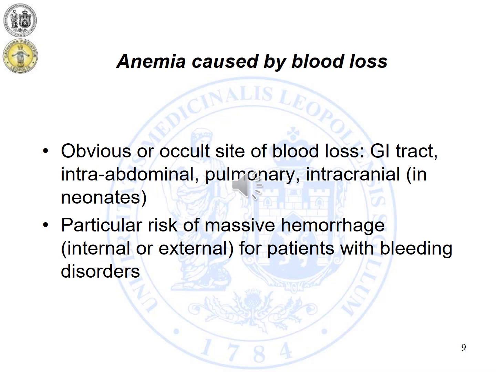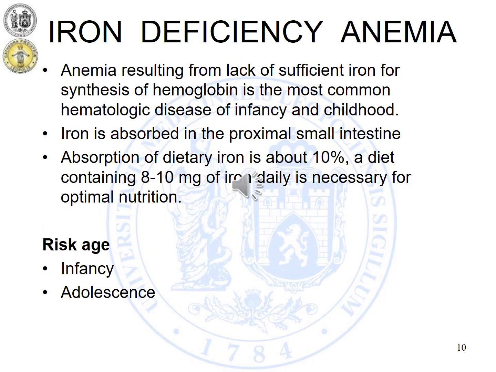A particular risk of massive bleeding, internal or external, can be expected in patients with bleeding disorders, coagulopathies. However, the most common form of anemia in infancy and in older children results from the lack of sufficient iron for synthesis of hemoglobin. Iron is absorbed in the proximal small intestine, so any trouble in that part of the GIT can result in anemia. Absorption of dietary iron is about 10%, and a diet containing up to 10 milligrams of iron daily is necessary for optimal nutrition. The risk ages, as already mentioned, are infancy and adolescence, due to the growth spurt during these periods.